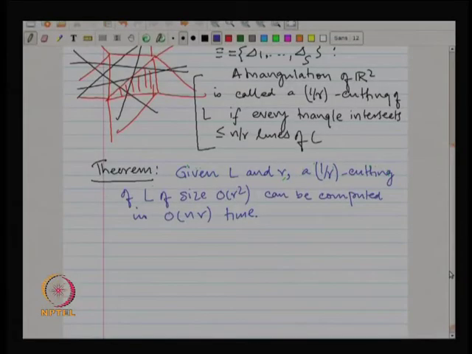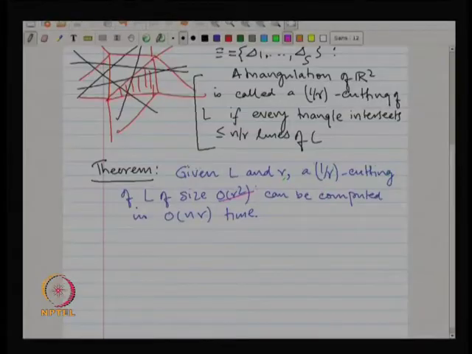Now, it is also true in high dimensions. In high dimensions, triangles become simplices, and instead of lines you have hyperplanes in d dimensions. And then what is known is the following: the size becomes r to the power d, and this becomes r to the power d minus 1. So, you pay a factor of r for each dimension. That is what you should think about.